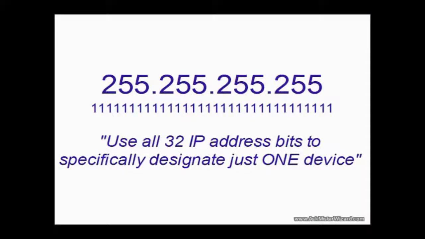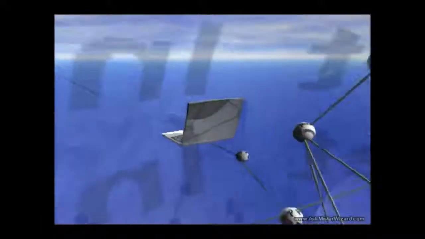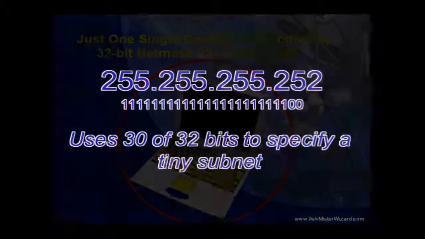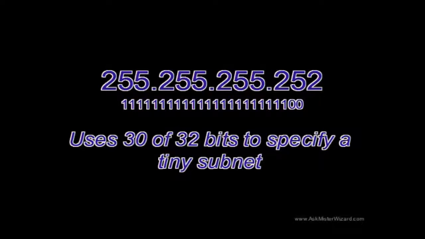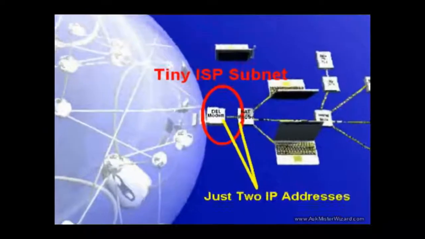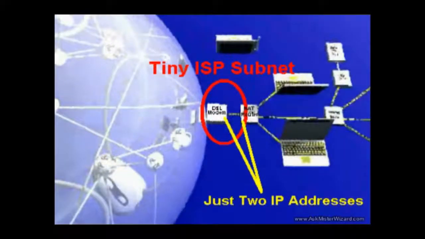1 of 3. Netmask 255.255.255.255 specifies just one single IP address for use by just one single computer or piece of network equipment. This netmask is used for certain special cases in which it's important to isolate one computer from all others. 2 of 3. Netmask 255.255.255.252 specifies a small subnet for a very basic router and just one computer. This is the way most Internet service providers will try to configure the external interface of your router for access from their cable modem or DSL modem.